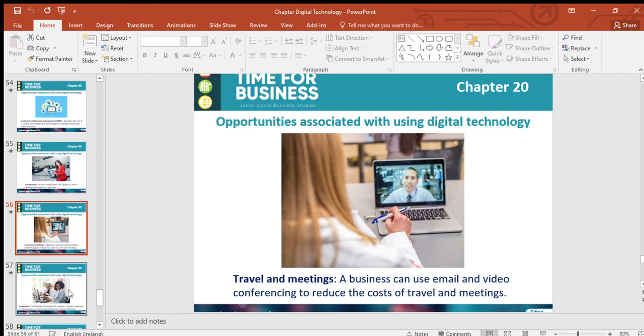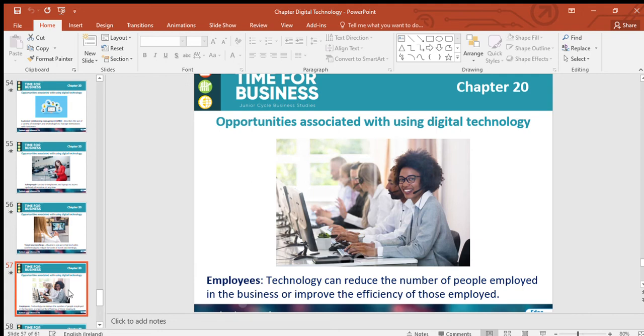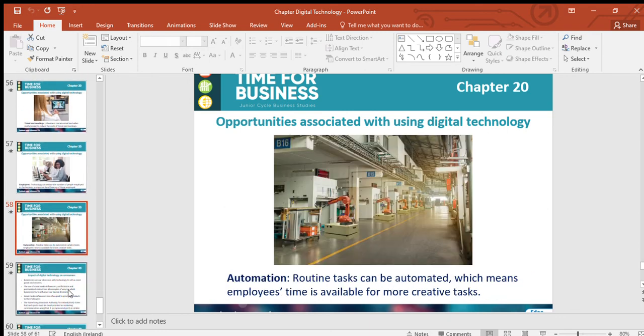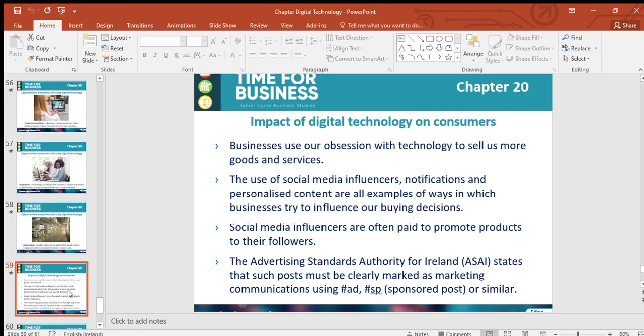We've looked at this quite a bit: conferencing or working from home can reduce costs because you don't have to travel to meet people. We're almost done. Employees: technologies can reduce the number of employees employed in the business and improve the efficiency of those employed. Again, machinery can automate routine tasks. So again, you have your production and whatever packaging for your product. It's all done by machines.